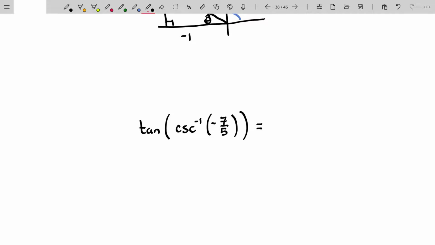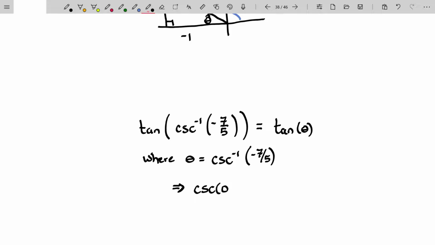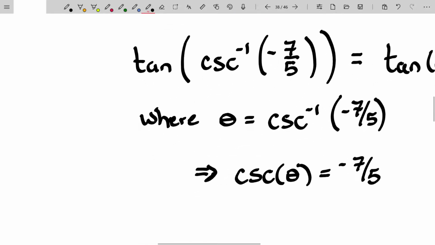And so this is equal to the tangent of an angle, where the angle is the cosecant inverse of a -7/5. But that implies that the cosecant of that angle is a -7/5. Now let's talk about where that angle could return.